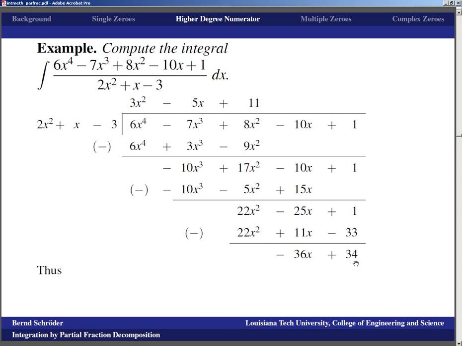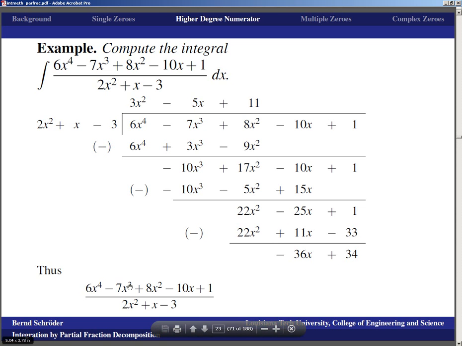And that means that our function now, which was this big old rational function, I don't need to read that to you, is equal to the polynomial part, the 3x squared minus 5x plus 11, plus the remainder, negative 36x plus 34, divided by the denominator, 2x squared plus x minus 3. And so now here we've got a part that we know how to integrate. Here we have a part that we know how to integrate, but it's not decomposed far enough.